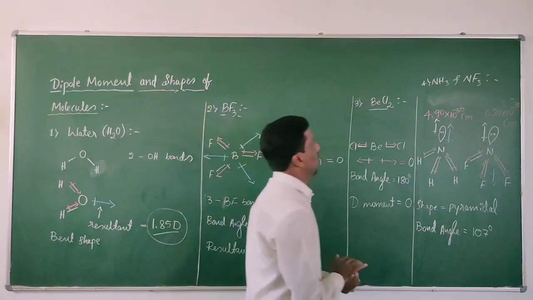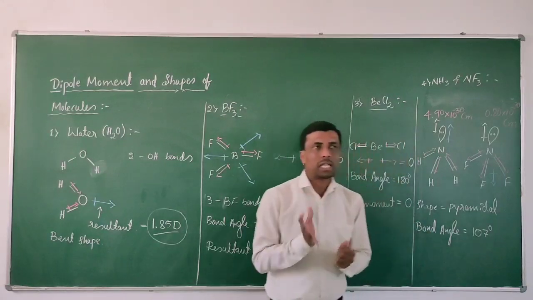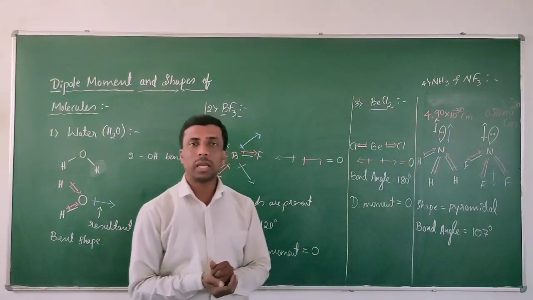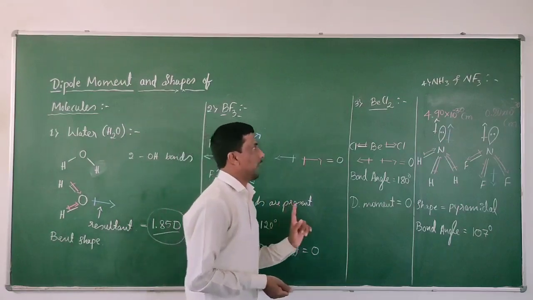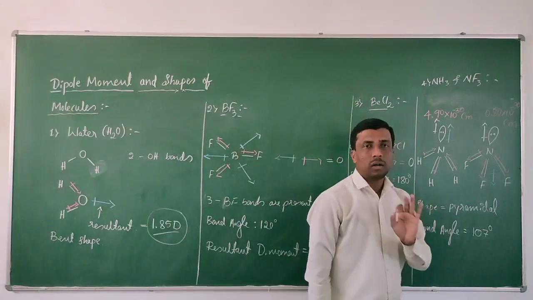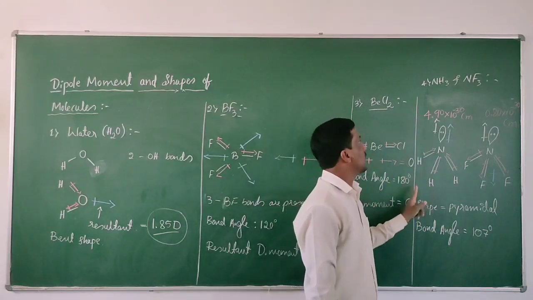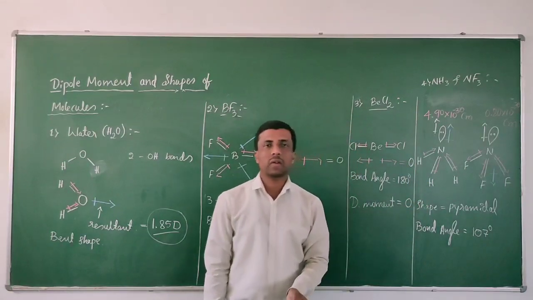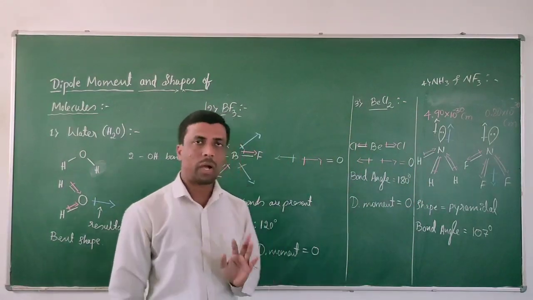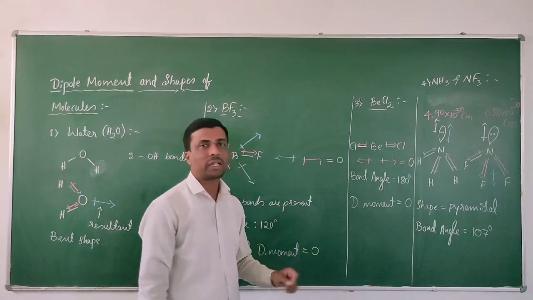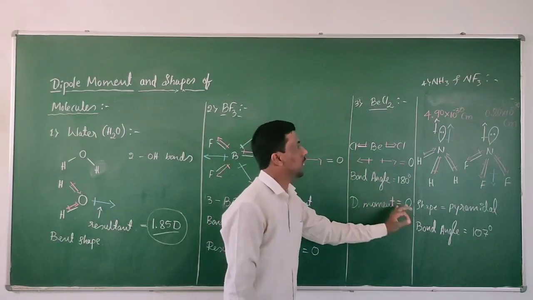Okay? In the question, explain that the dipole moment of NH3 is more than that of NF3. The dipole moment of NF3 is less than that of NH3. Give reason.